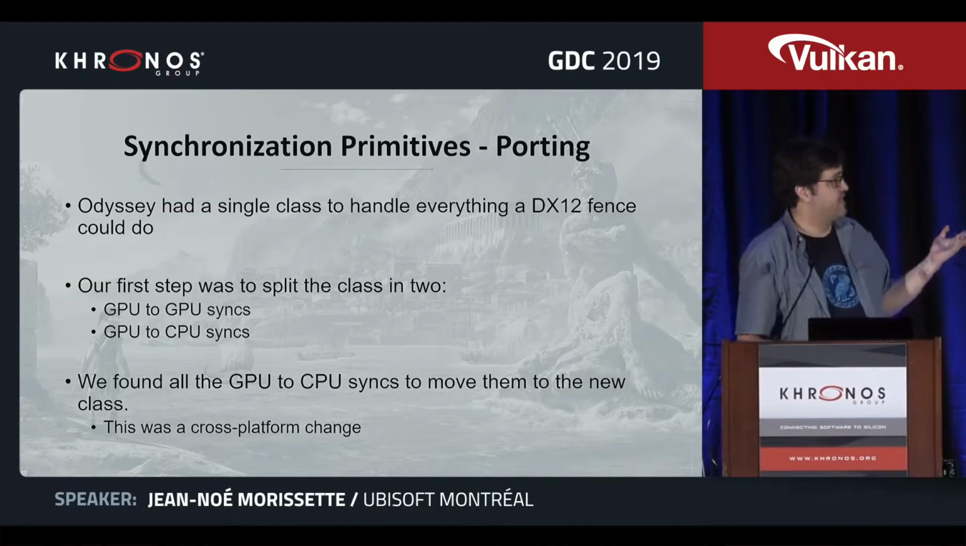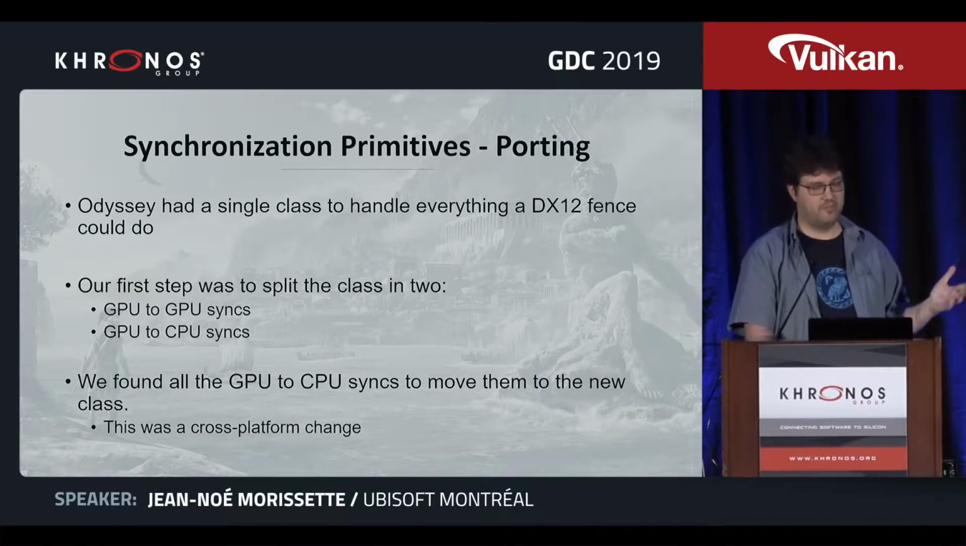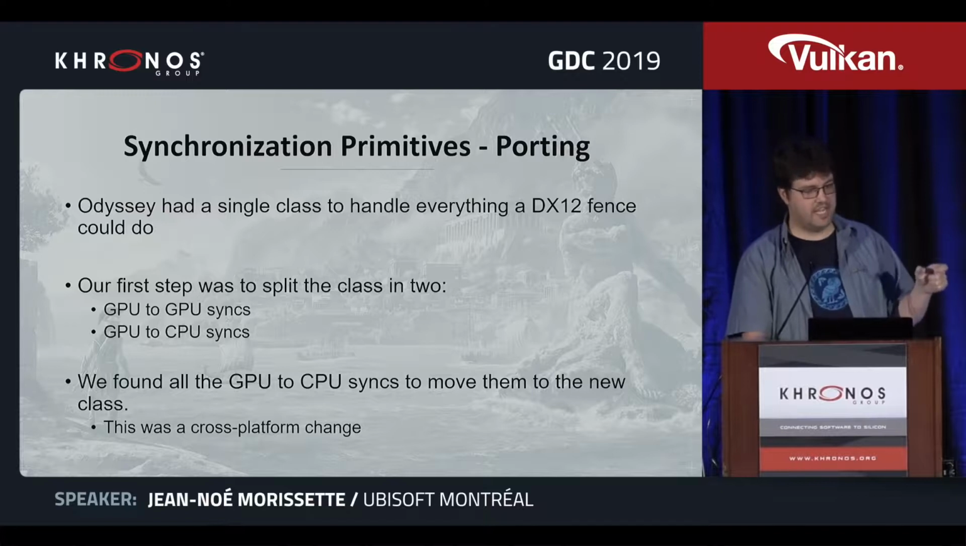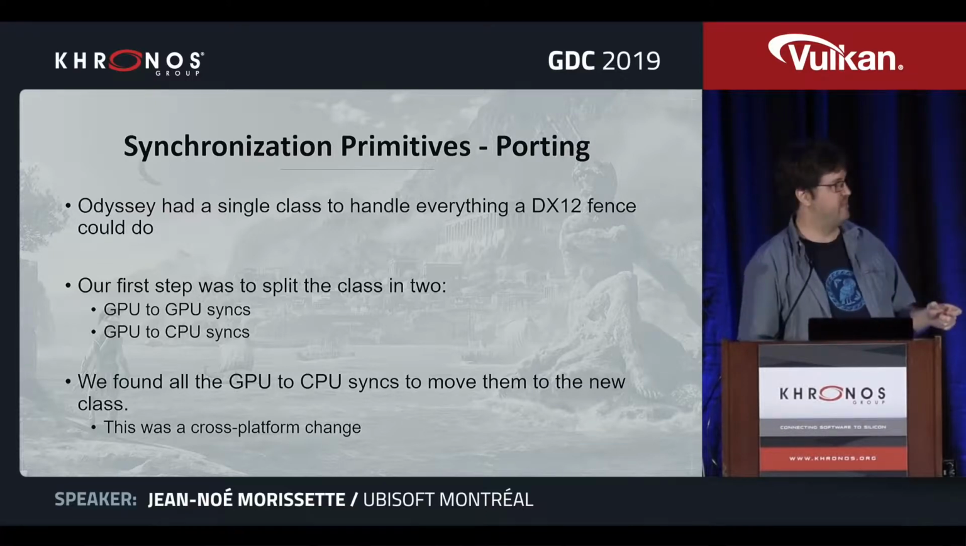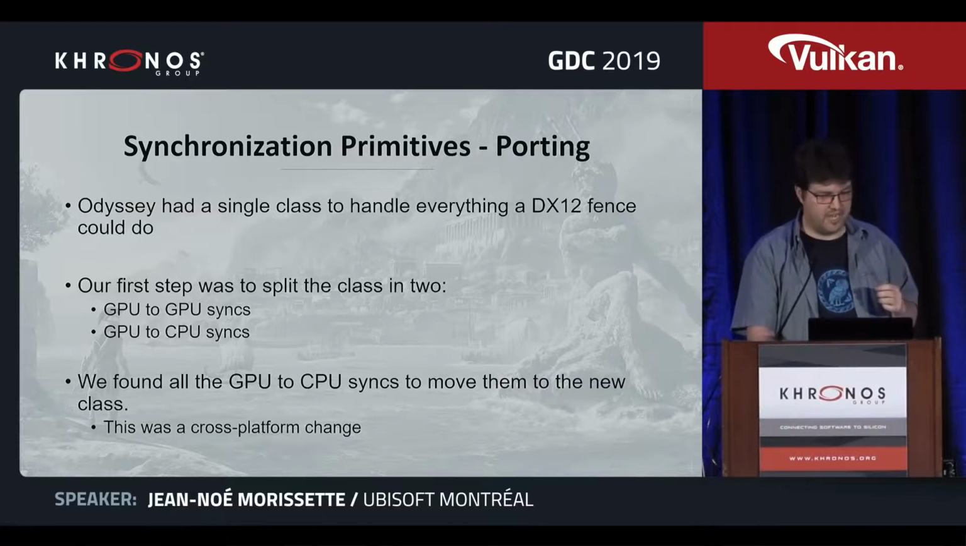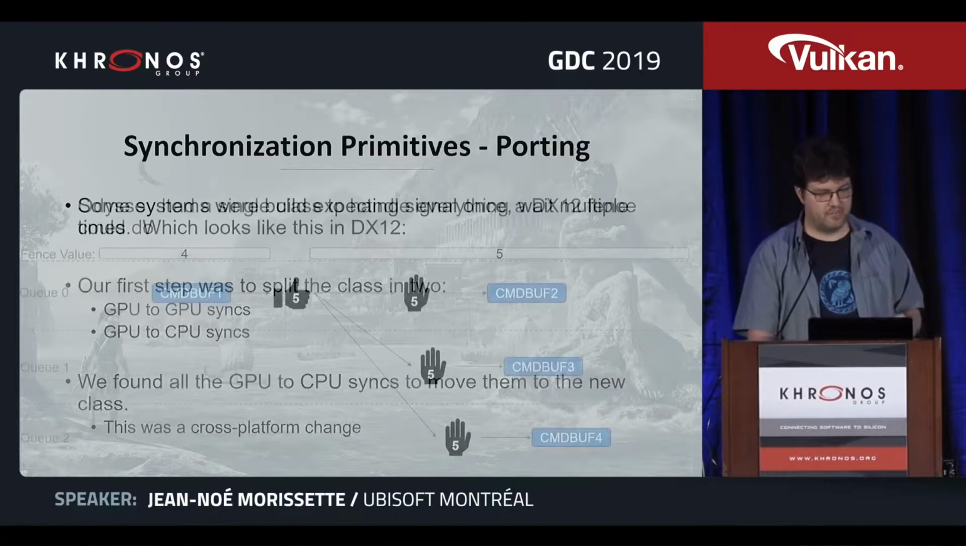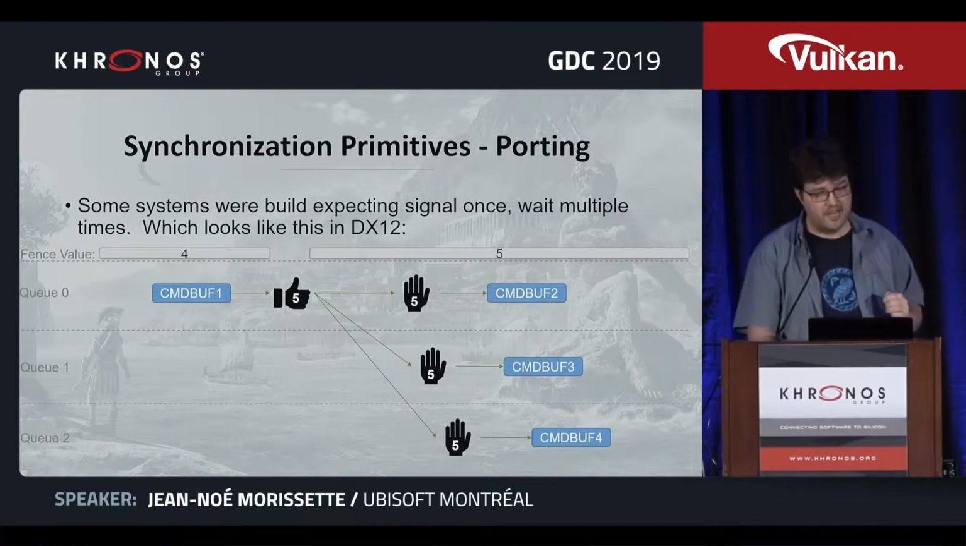So the first thing was basically synchronizing GPU and CPU. That doesn't happen in many places in a frame, so maybe at the end of a frame, maybe 2-3 debug modes. So it was easy to track them down, and we created a new class dedicated to GPU-CPU syncs. So that one's settled. Not too bad. It was a cross-platform change, though. We created this class for everyone, but since it wasn't a big code change, we weren't so nervous about it.